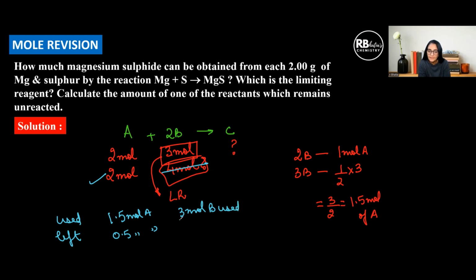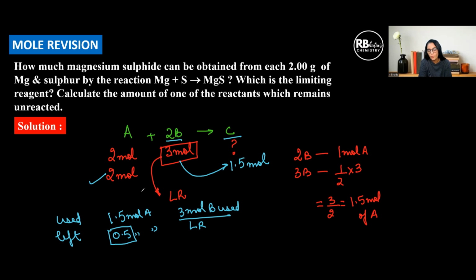So which is the limiting reactant? B. B gets completely used up in the reaction. No B is left back. Why? Because this extra 0.5 mole of A would require 1 mole of B, and we don't have that 1 mole of B extra. So the limiting reactant is B this time, and we understand 3 moles of B is going to give how much of C? 1.5 mole. Why? Because every 2 moles of B leads to 1 mole of C. I hope this point is clear.